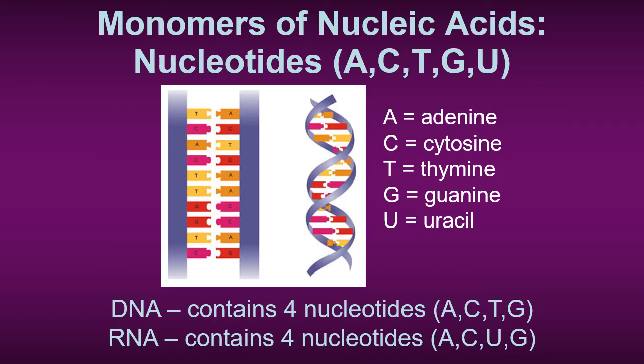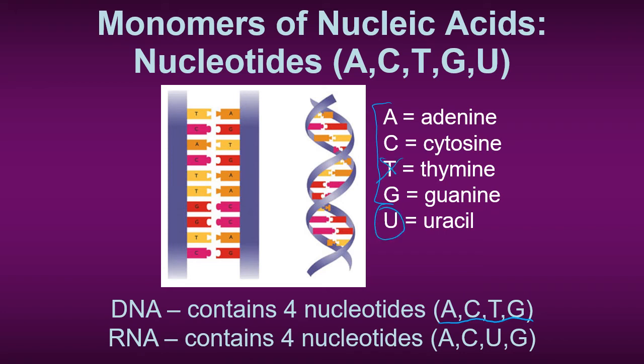So when it comes to nucleic acids, we have adenine, cytosine, thymine, guanine, and uracil. The first four are found on DNA. And so adenine, cytosine, thymine, and guanine are all found on DNA themselves. For RNA, we're going to get rid of the thymine and utilize uracil.